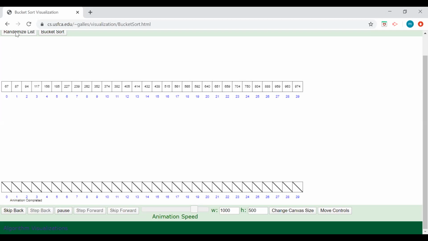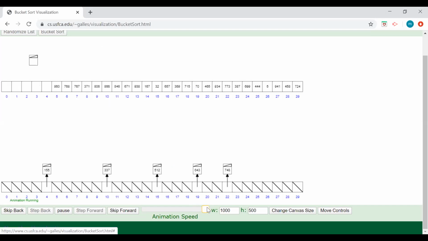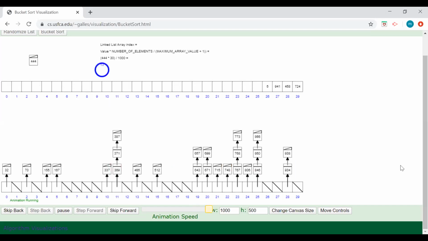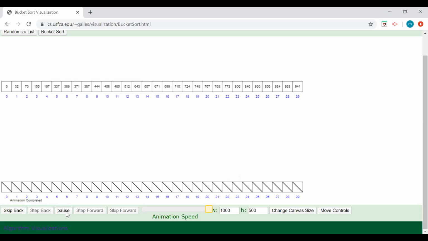Let's randomize the list again and run it very quickly. We are very curious to see what type of distribution there is. Oh, that was a bit quick.